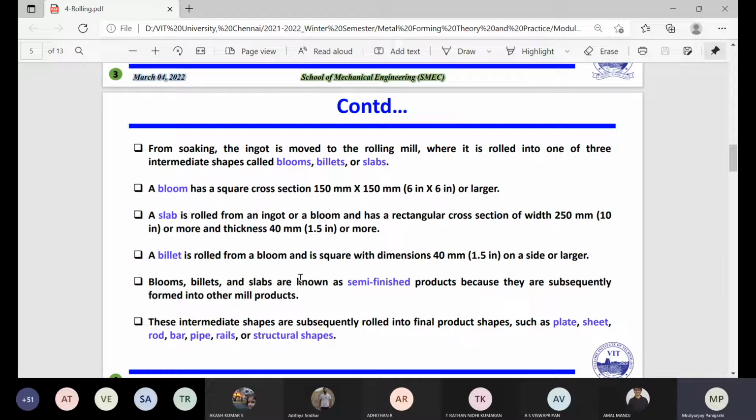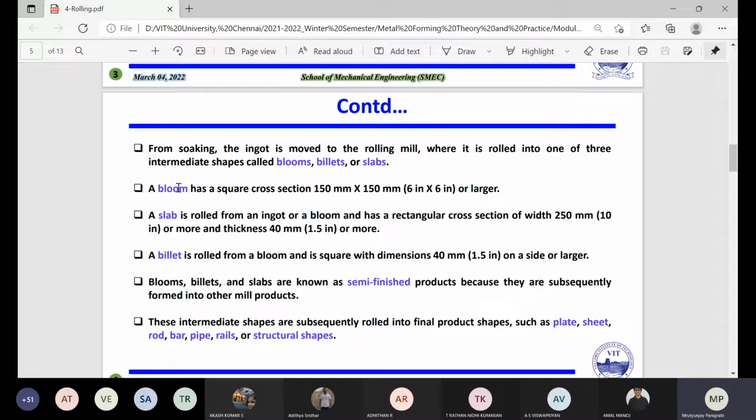A billet is rolled from a bloom and is square with dimensions of around 40 mm. That is a very small size, because here you can see the bloom is around 150 mm, and from 150 mm you get around 40 mm, or maybe a little larger. So the three things you get are bloom, slab, and billet. The bloom you get from the ingot, the slab from the ingot as well as from the bloom, and the billet from the bloom. These are the basic definitions of bloom, slab, and billet.